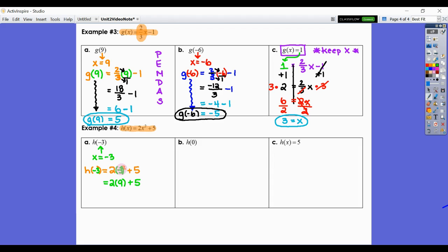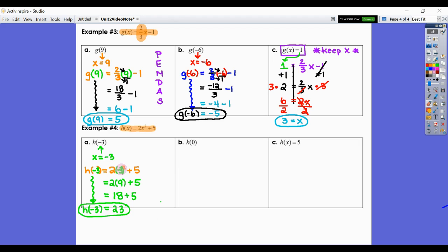So again, one number in parentheses is just multiplication. 2 times 9 is 18. And then I will add 5 because again, I'm going with my order of operations. 18 plus 5 is 23. And h of -3 is what that 23 equals to. That's just the notation at the end. Again, you're never solving that left side here when you have a number in parentheses.